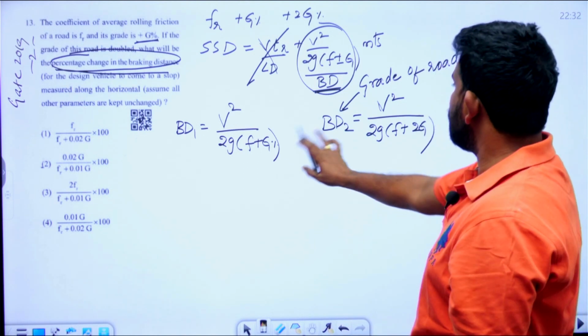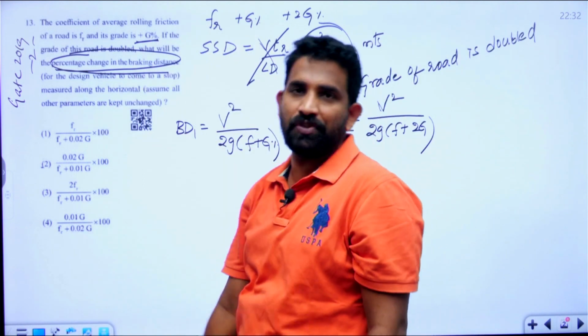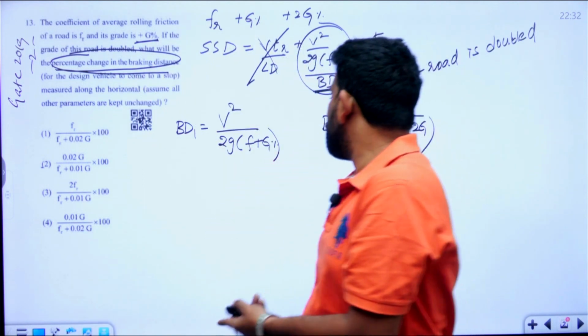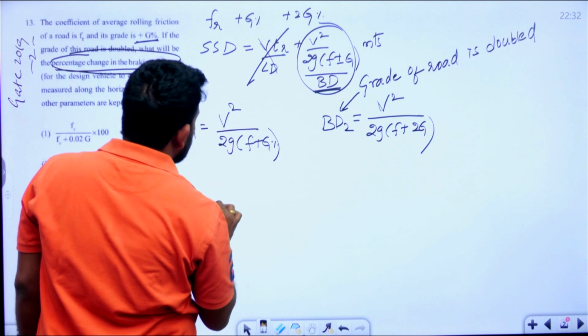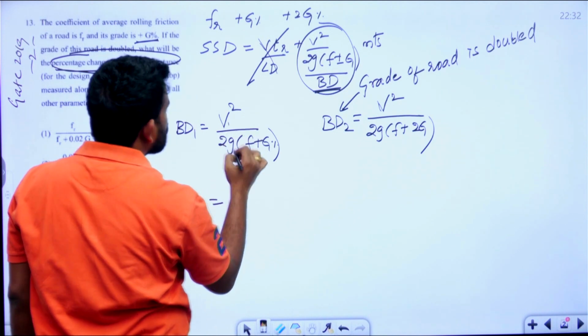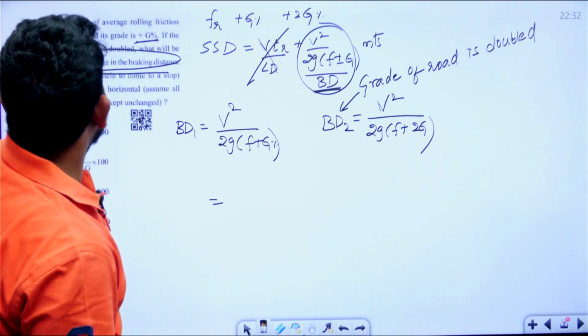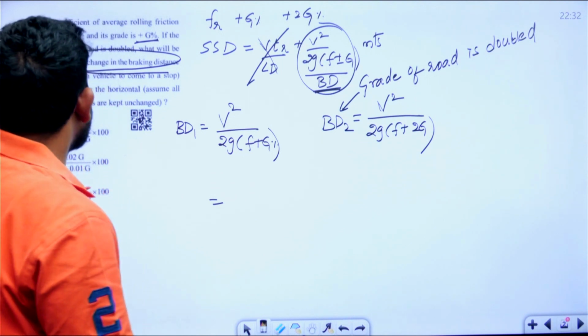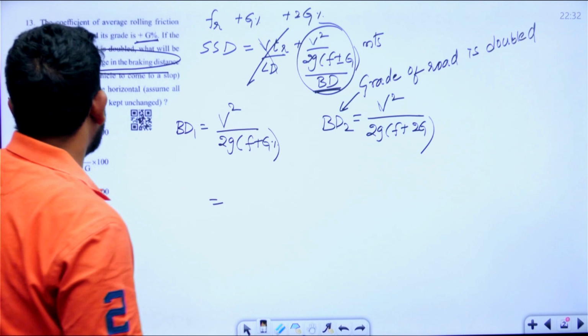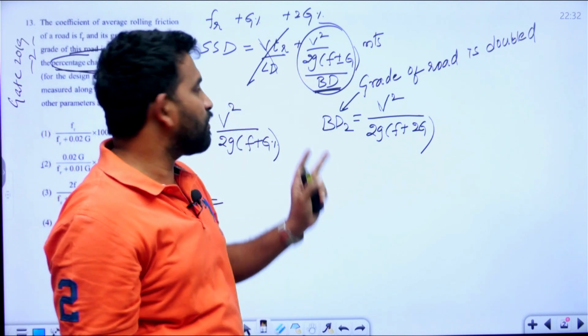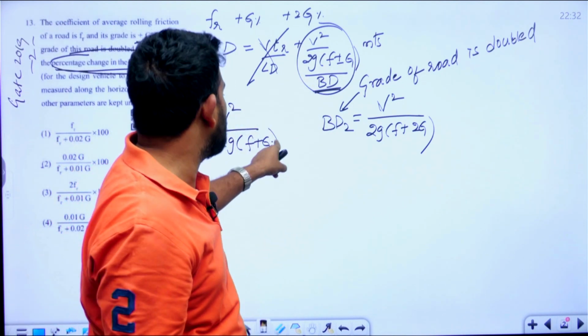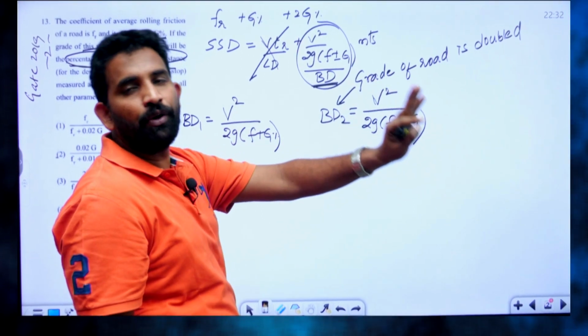Now for these two conditions he is asking us to find the percentage change. We do know how to find the percentage change. There is no need to take V1 square. The design vehicle comes to stop measured along the horizontal, and all other parameters are kept unchanged. The only parameter that has been changed here is G, so I'm not going to touch any other parameters.